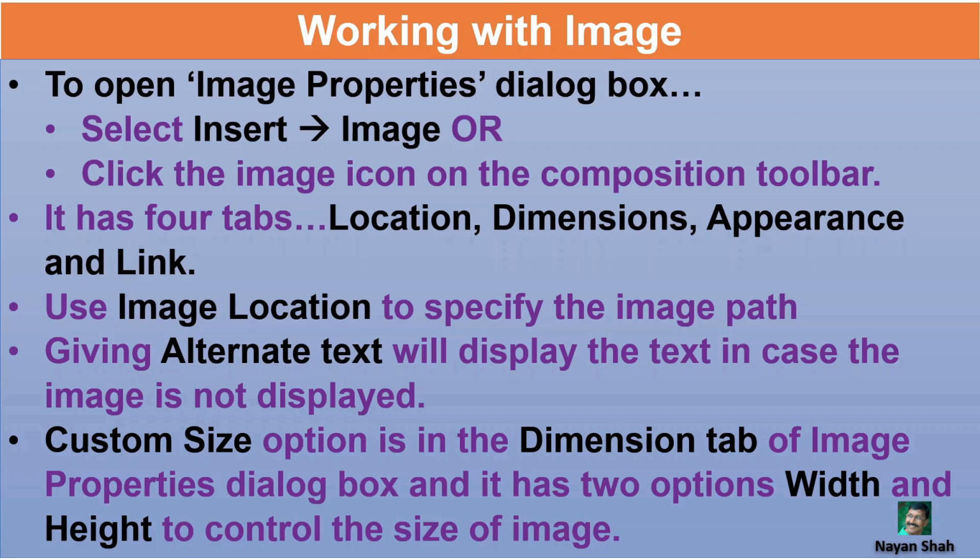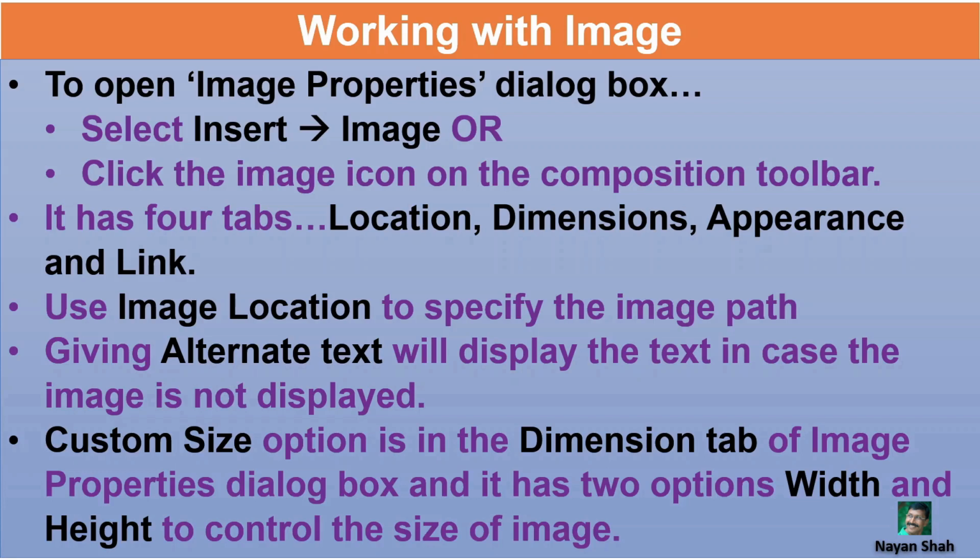So how do you insert an image? You open KompoZer, go to the insert menu and click on image, or alternatively you can click the image icon on the composition toolbar. Both ways you can insert an image. As I said initially in chapter 1, the composition toolbar shows you all those shortcut buttons which we need to use quite often. So you don't need to go to the insert menu and select the image option. You can directly click on the image icon on the composition toolbar of KompoZer.